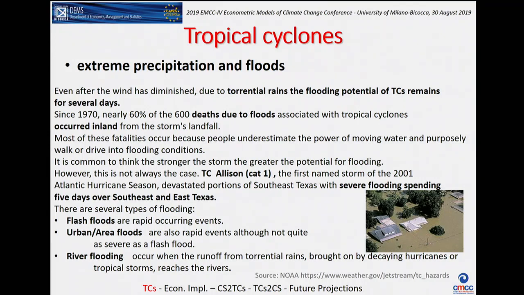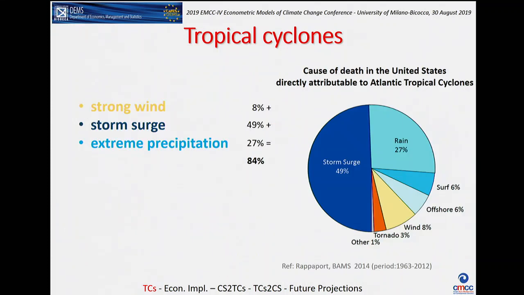So, different effects: strong winds, storm surge, extreme precipitation. These are participating in the total number of deaths we had due to tropical cyclones, both hurricanes and typhoons. Storm surge is the main cause. The rainfall is something similar. We are talking about 50 and 30%. The winds are responsible for no more than 8% of the deaths associated with tropical cyclones.